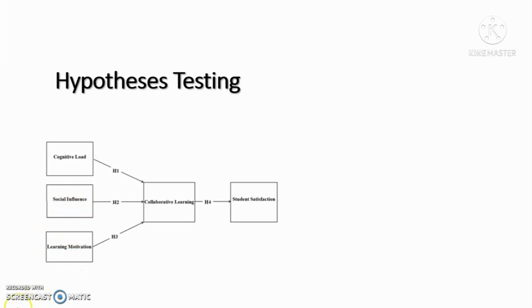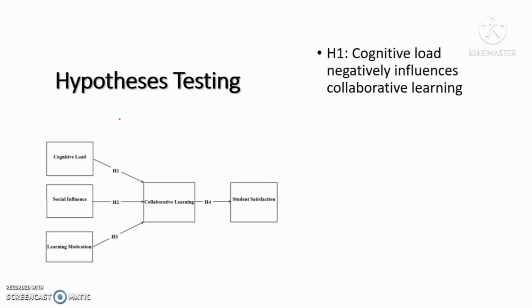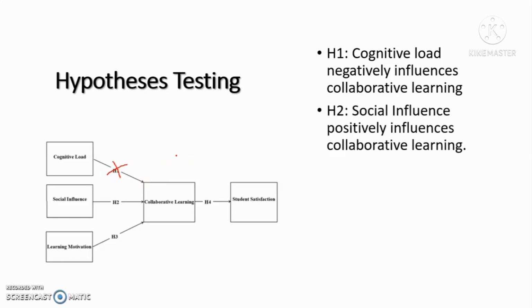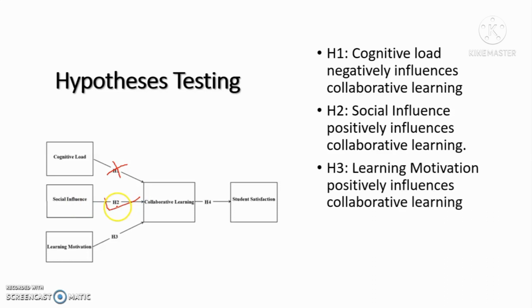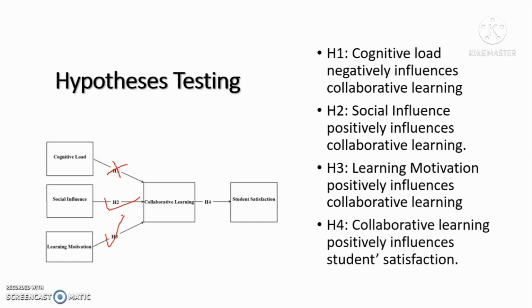Now, to conclude, let's see again the hypothesis testing. First hypothesis, cognitive load negatively influences collaborative learning. So this hypothesis was rejected. And then the second hypothesis, social influence positively influences collaborative learning, accepted. Third hypothesis, learning motivation positively influences collaborative learning, accepted. And lastly, the fourth, collaborative learning positively influences student satisfaction, accepted. So this is the conclusion of this research.